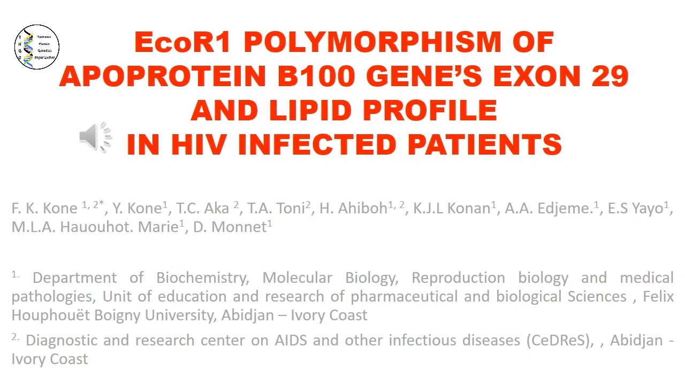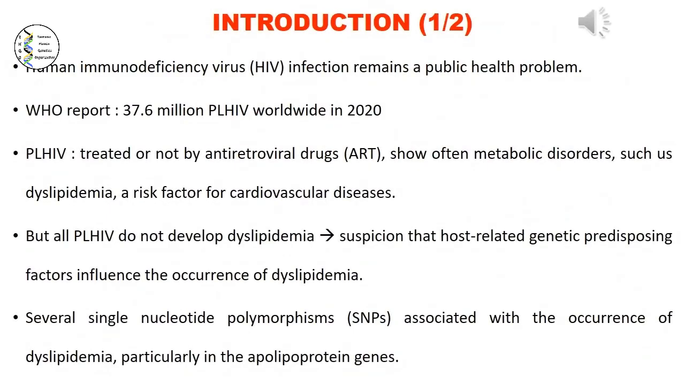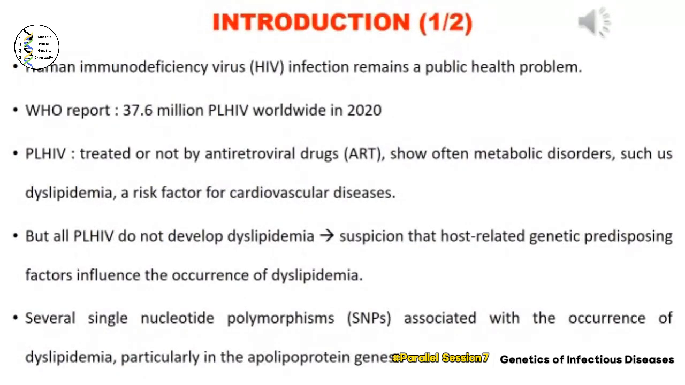in HIV-infected patients. As introduction, we know that HIV infection remains a public health problem. From the WHO report, there were 37.6 million persons living with HIV worldwide in 2020. Infected persons, treated or not by ART, often have metabolic disorders such as dyslipidemia, a risk factor for cardiovascular diseases.